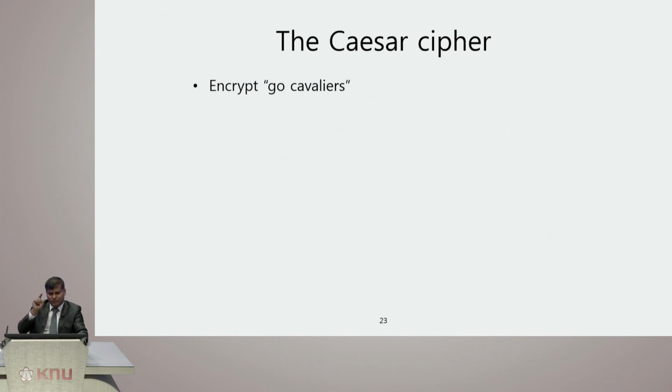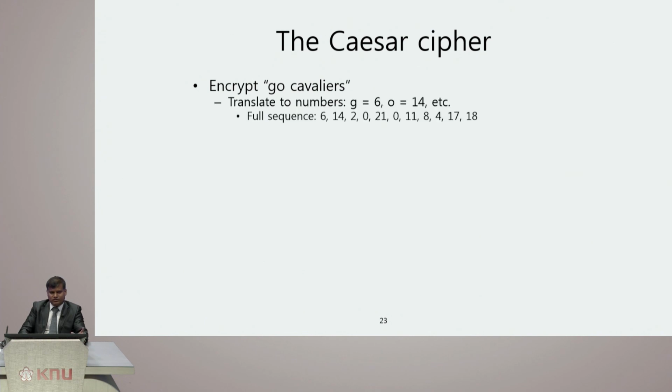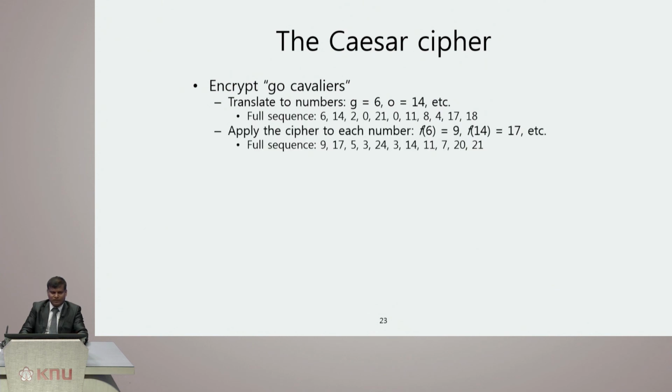We are asked to encrypt this phrase, GO CAVALIERS. For the word GOCAVALIERS, you have to put all those equivalent digits. For G it's 6, for O it's 14, and so on. So your full sequence is there: 6, 14, 2, 0, 21, and so on. It's there, the whole sequence.